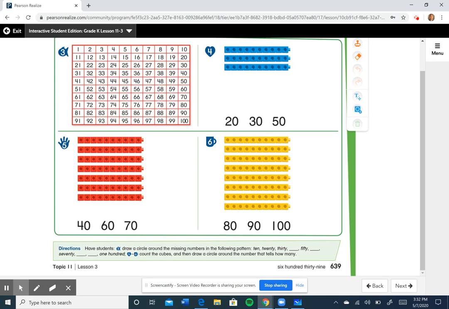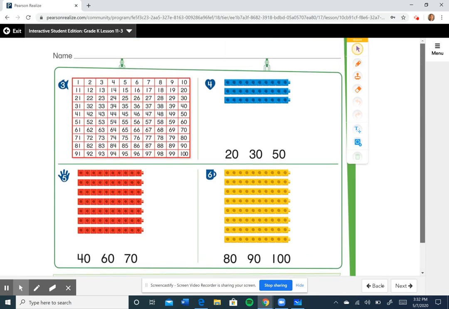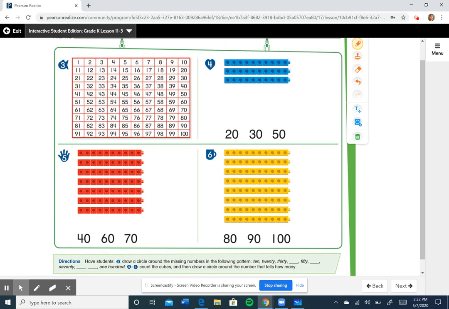We'll actually do 4 together because 5 and 6 are the same. So we're counting by tens, right? So we got 10, 20, 30. Is this a 30? No, that's a 20. Is this a 30? Yes, it is. Is this 30? No, that's 50. So that's what I want 5 and 6 to look like, okay?